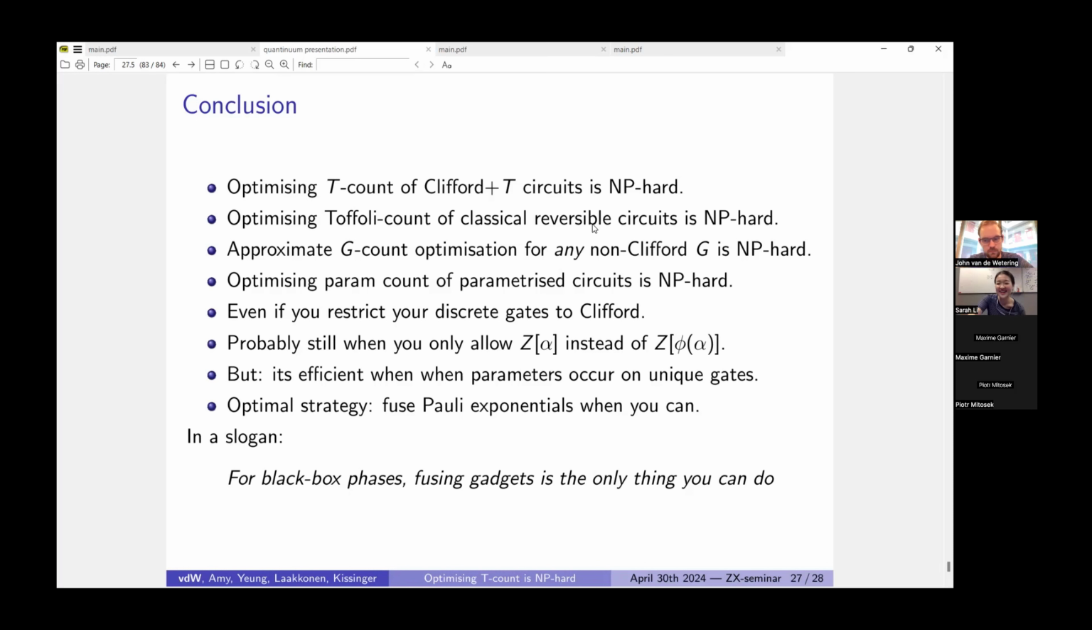I have another question. So I'll let other people think. I wonder if we can prove the hardness of optimizing T count for the cubic case. How hard would it be to generalize it to high dimensional quantum circuits? Interesting.